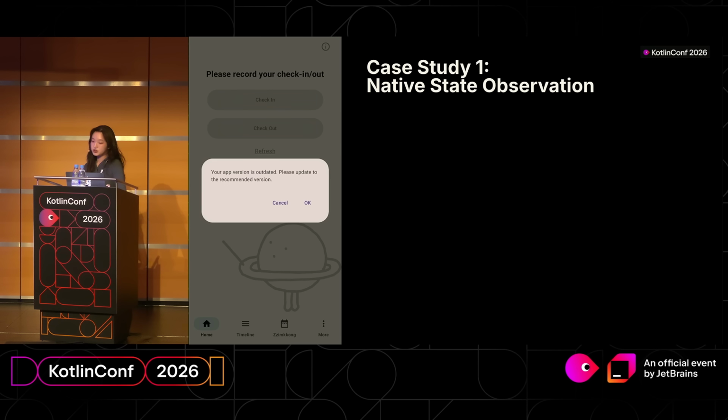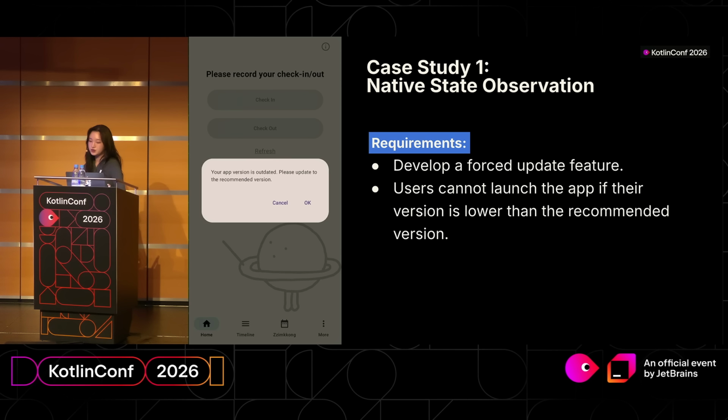This was the actual requirement from production. When the server sets a minimum version via Firebase Remote Config, users on older versions should see a dialog and be unable to use the app. The key challenge is that the Remote Config event originates in Swift code, but the Compose UI that shows the dialog lives in the shared Kotlin code.